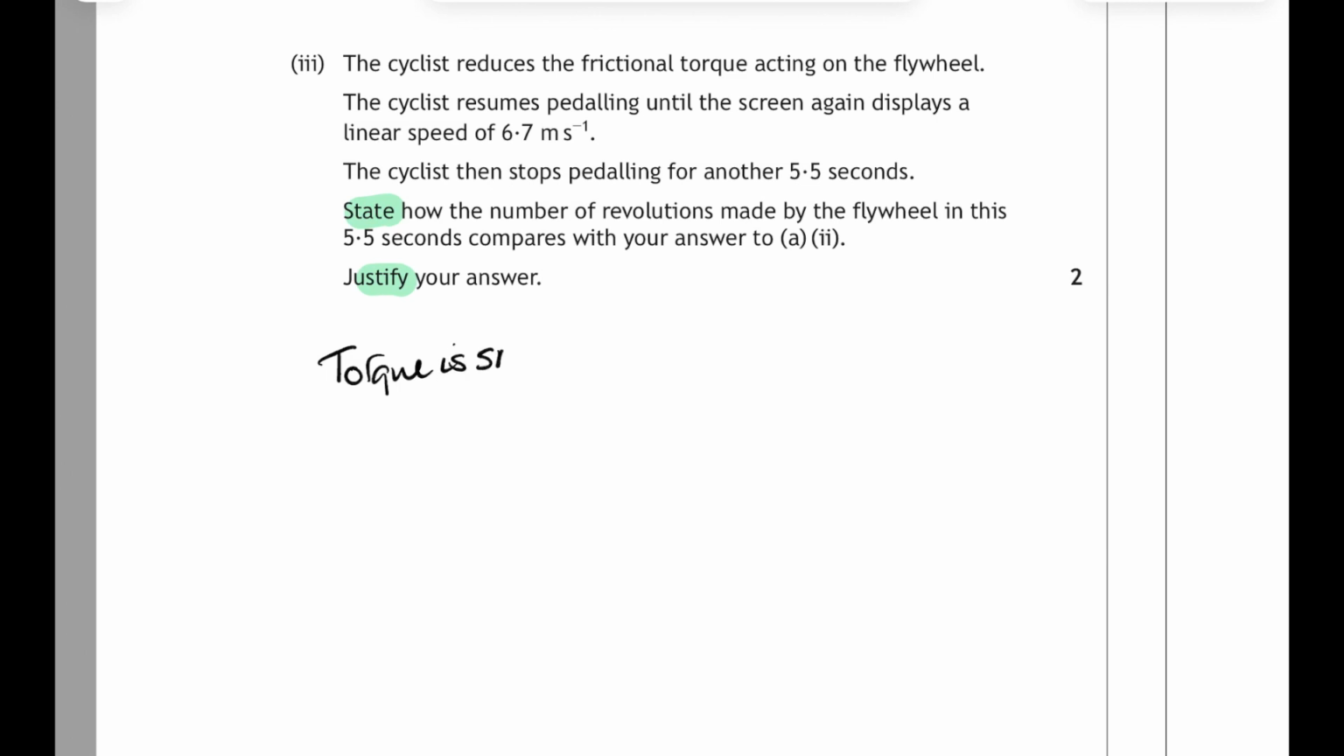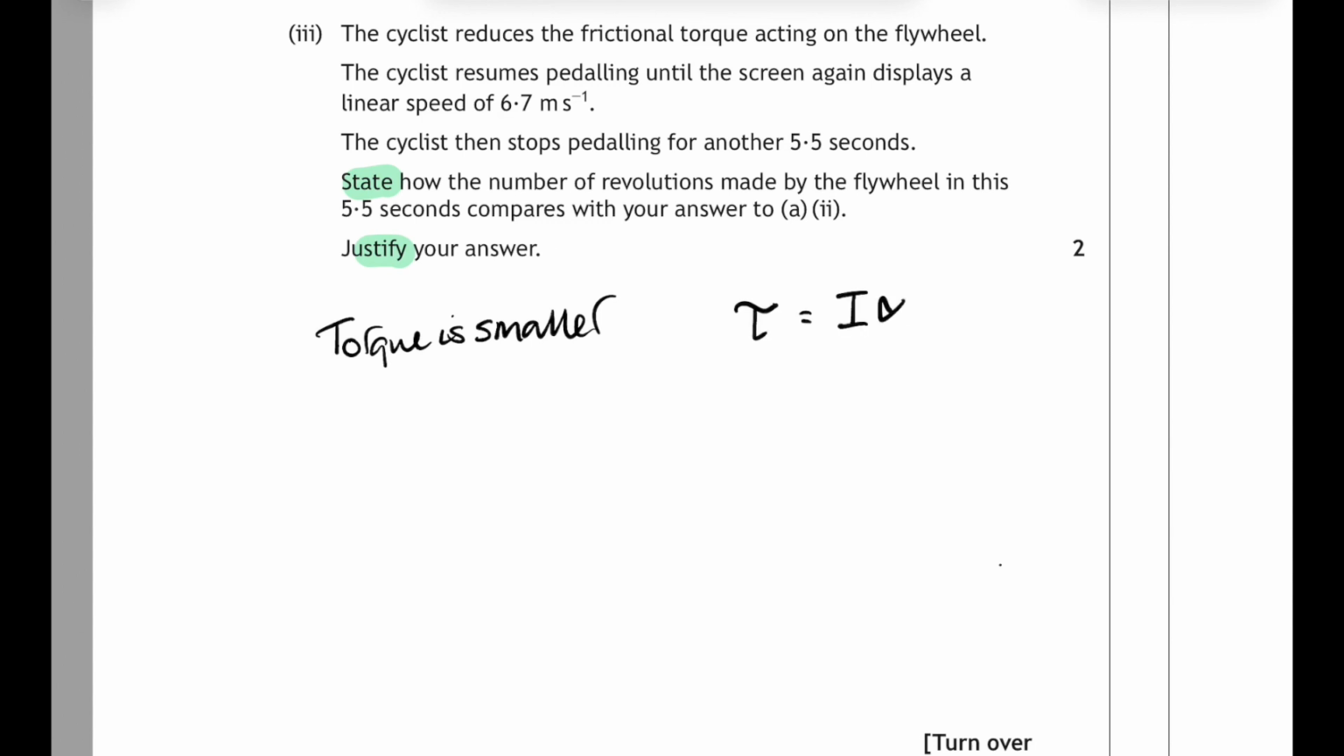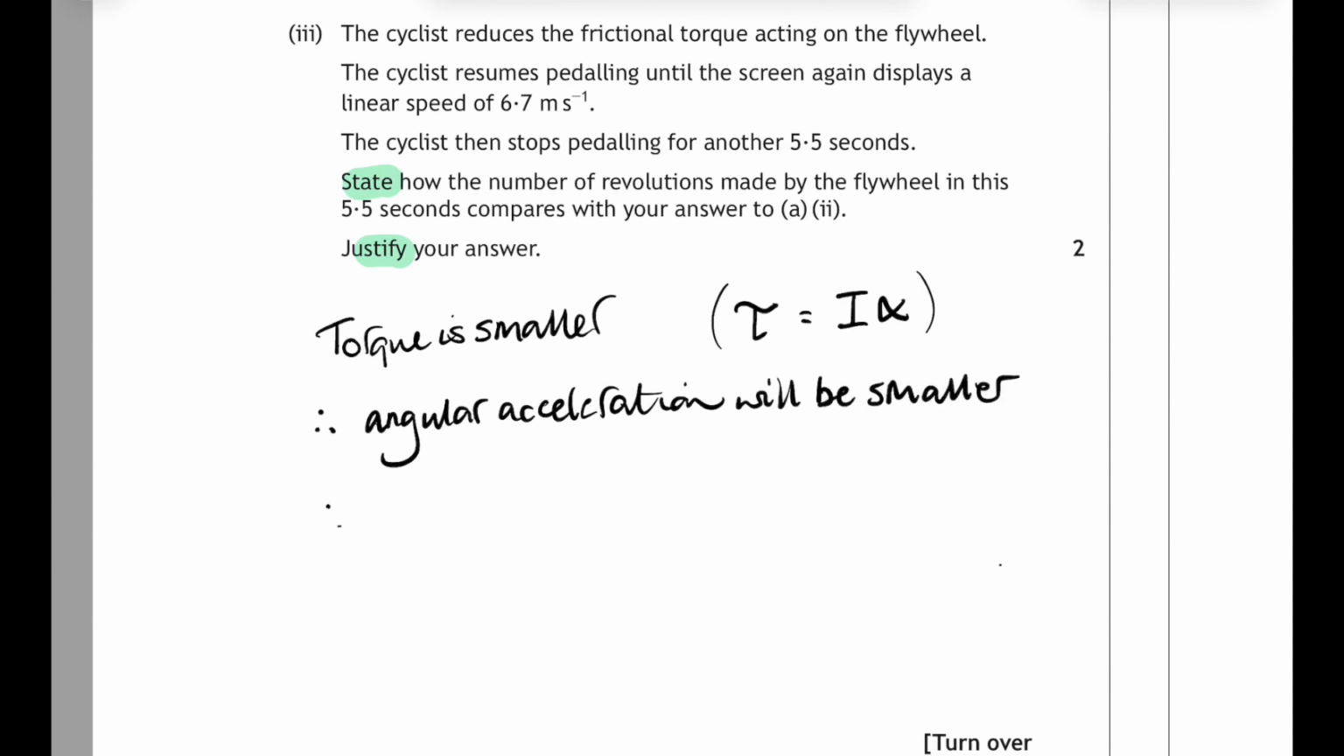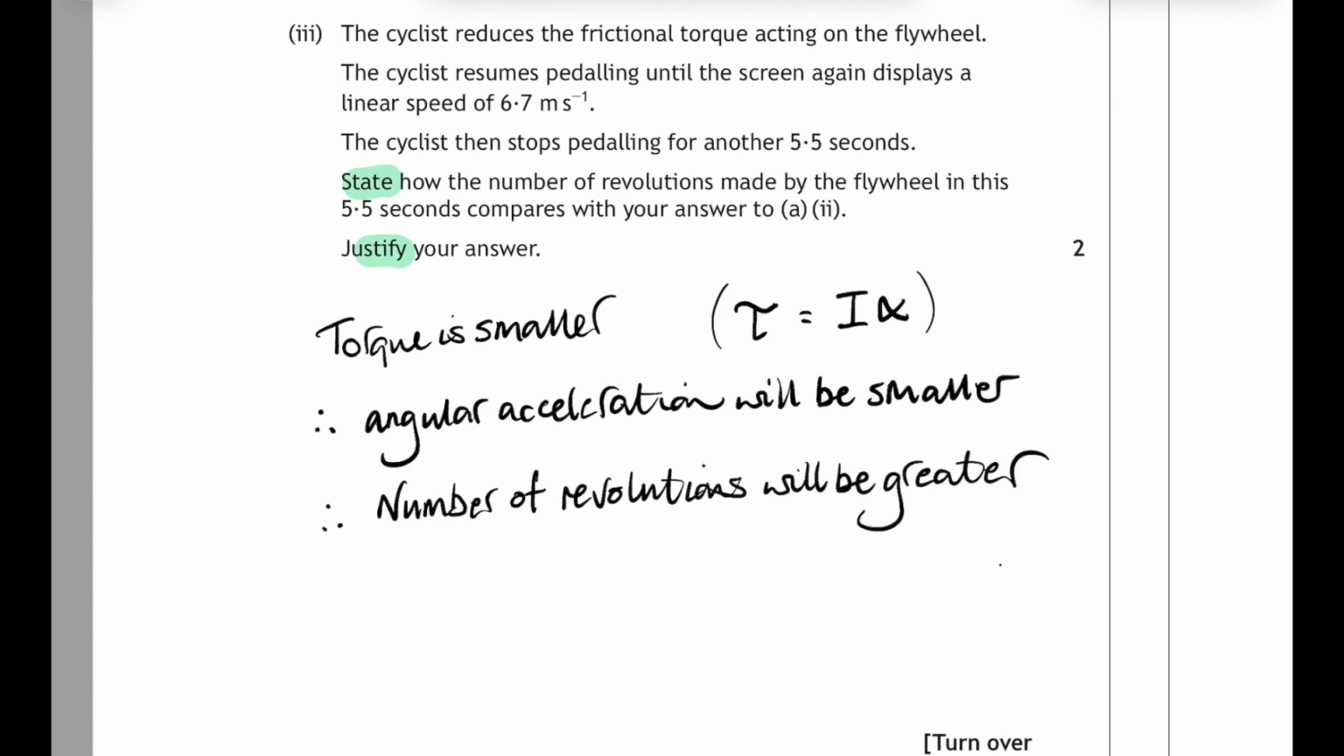Well, if the frictional torque is smaller, then the angular deceleration will be smaller. And we can see that from this relationship where tau is the torque, I is the moment of inertia, and alpha is the angular acceleration. So if the angular acceleration is smaller, then the wheel will spin faster for longer, so the number of revolutions will be greater. That's pretty tricky.